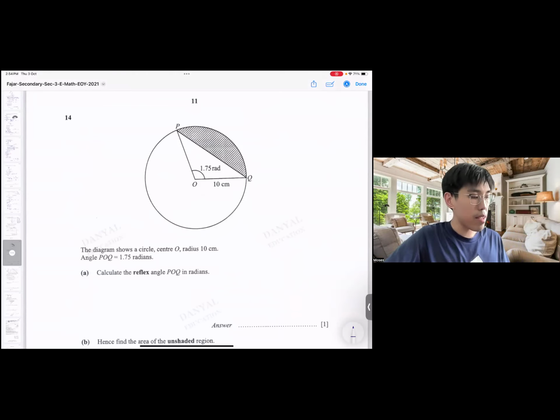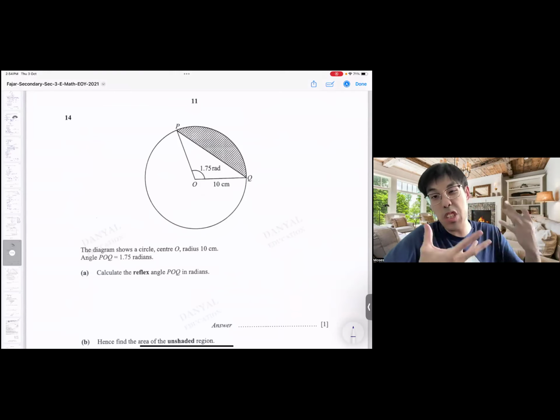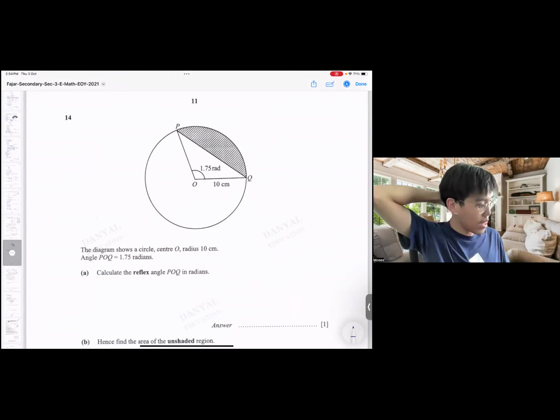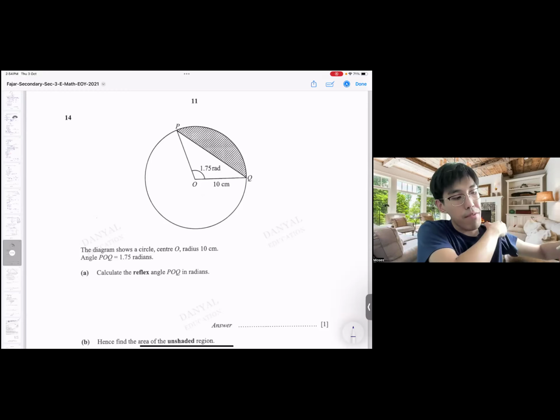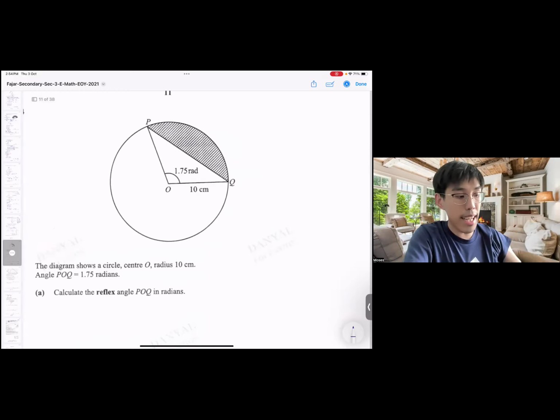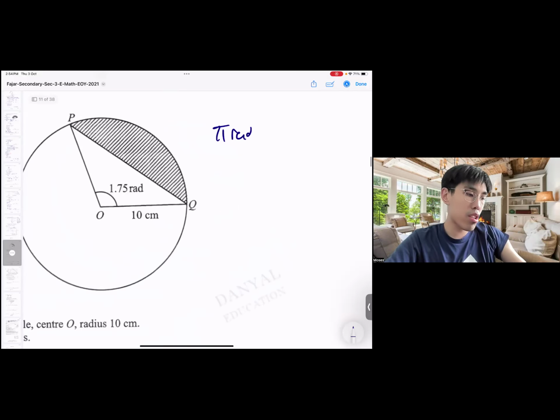Radian measure. Okay, this one is the radian measure. Just now that one is just angle, degrees. This one radian measure. Okay, angle POQ is 1.75 radians. To quickly recap what is radians, so pi radians is 180 degrees.